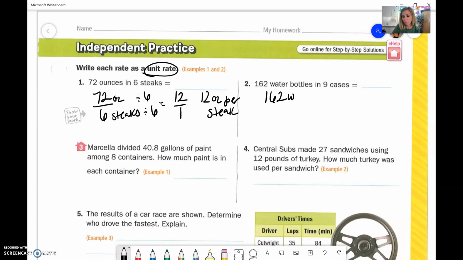162 water bottles, put WB, over 9 cases. I know that I can divide each of these by 9, and if I didn't know that, over on this side I can do 162 and divide it by the factors of 9, which is 1, 3, and 9. Obviously, you don't want to do 1, it's going to be the same, but you could try 3 and you could divide by 9, or you can start off dividing by 3 as well. So 162 divided by 9, which if you were to do it over here, now I know the answer, but this is always good to review, divide.